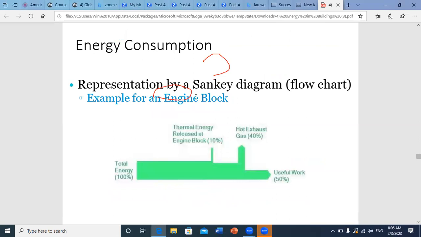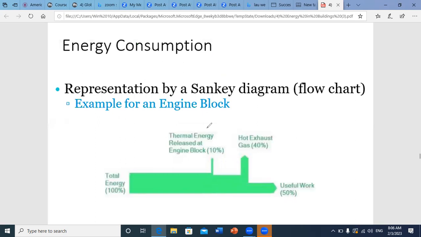Here, for example, we are applying this diagram to another application. Let's say you have an engine block that you are using. We know that whenever you have combustion, the total energy will be divided. You have a part that is lost as thermal energy released at the engine block, let's say 10% of the total energy. You also have hot exhaust gases that will leave your system, so you will have a certain part of waste energy.